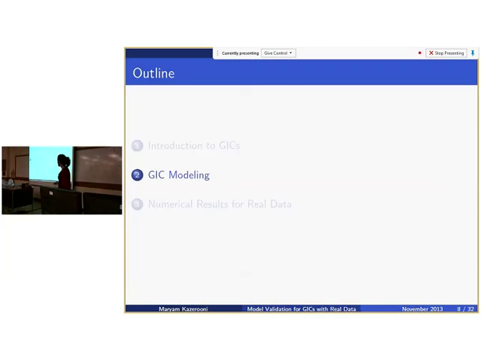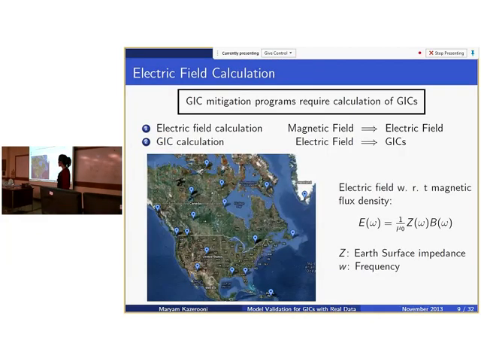Now we get to the GIC modeling. In the previous section, we explained how GICs can affect the network, and we understood that GICs can be very problematic, so it's very important to protect the network from GICs. To protect the network, the very first step is to calculate the GICs on the power line, and that's what my research is about. In my research, I focus on two problems. First, how to use the magnetic field data to estimate the electric field, then how to use this electric field estimation to calculate the GICs.